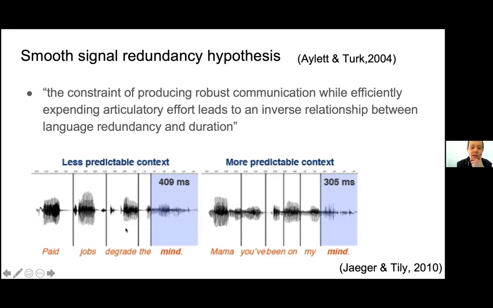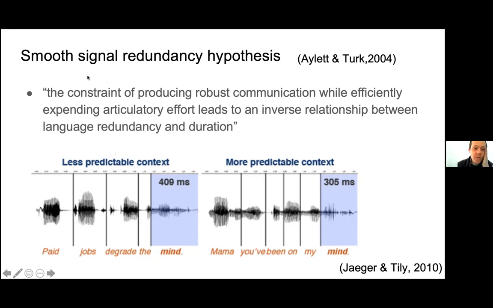The idea here is that after "paid jobs degrade," it's not all that predictable that "mind" is going to come. And so speakers might take a bit longer to utter that word. Whereas in a more predictable context, speakers can safely compress the signal here and generate the word a little bit quicker.